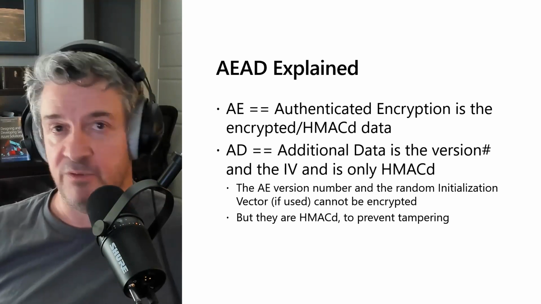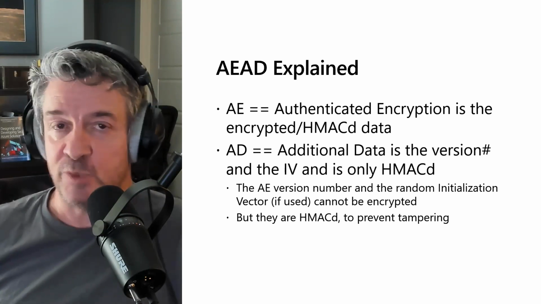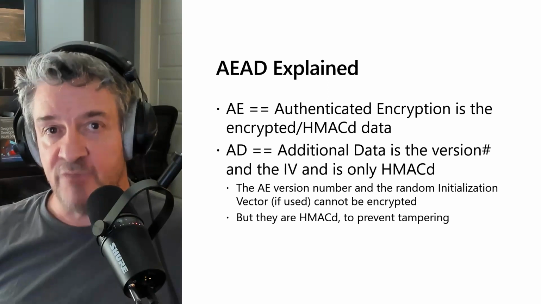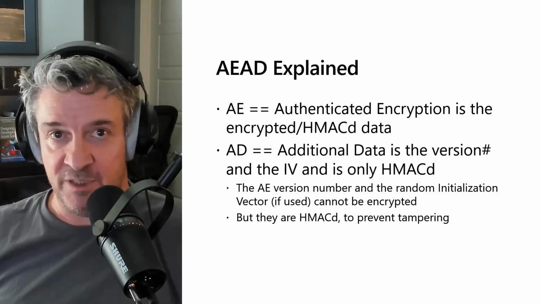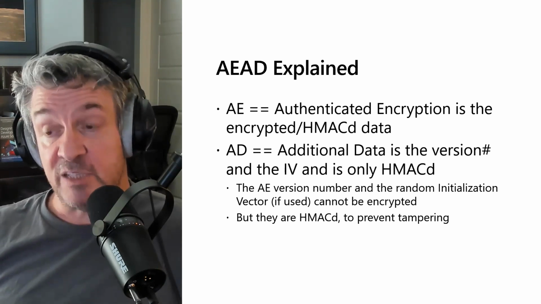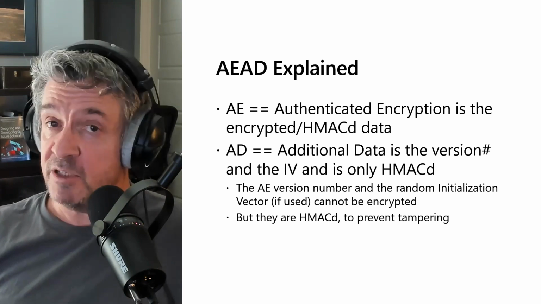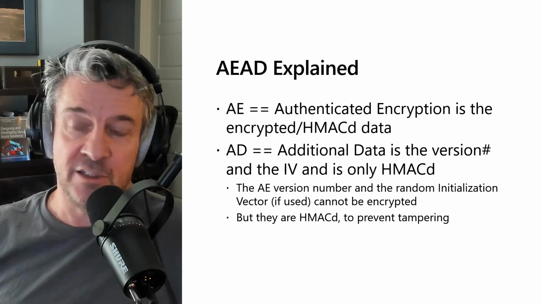We can't encrypt either of those two things because we need both the version number to know what cipher suites to use and the initialization vector to go into the bulk encryption algorithm. So they can't be encrypted, but we do want to protect them. And so we protect them with an HMAC, and that prevents them from being tampered with. They're not encrypted, but they are HMAC'd. And that's exactly what AEAD actually does.